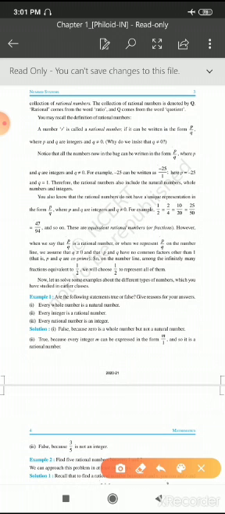Third statement: every rational number is an integer. Can we say all rational numbers are integers? If you take 3 by 5, 3 by 5 is a rational number, but can it be an integer? No, because an integer should not be in the form of p by q. So every rational number can't be an integer. So this is about example 1.